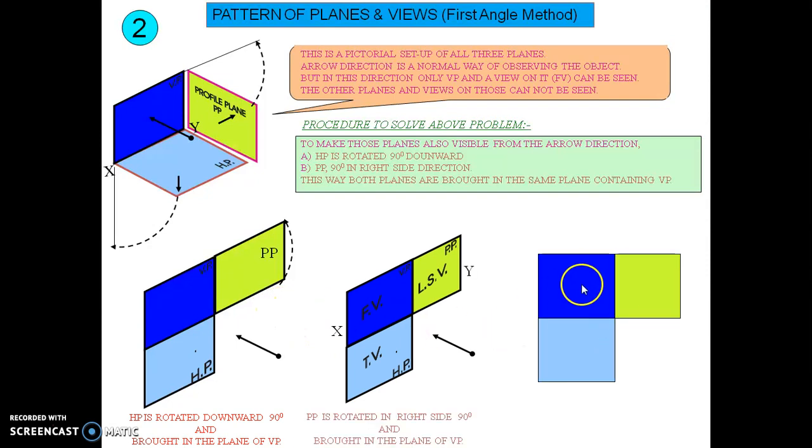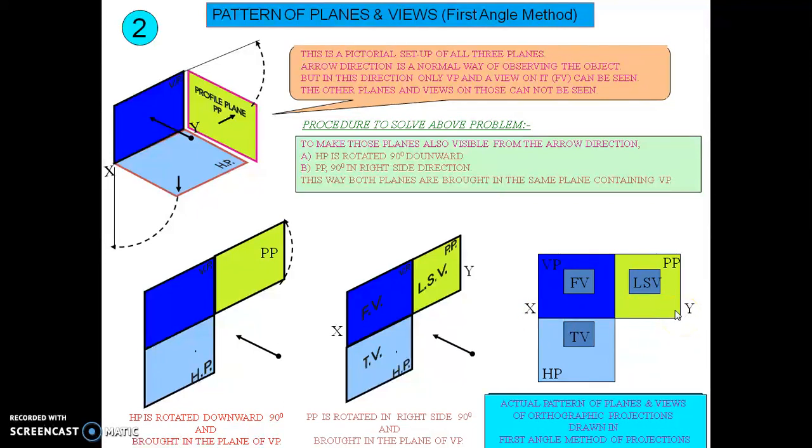And this should be drawn onto a plane which is 2D. It is a paper. On a paper, we can draw like this. Here it is VP, HP and PP. In VP, we get the front view. In HP, we get the top view. And in PP, we get the side view. Clear? This is the reference line XY.